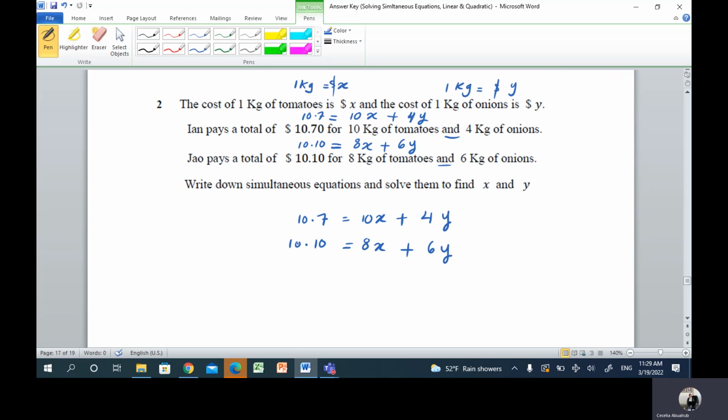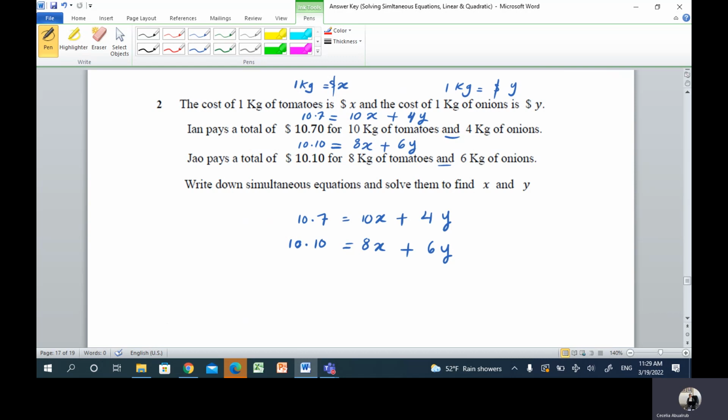So we look at the two equations. After we formed the equations, or after we constructed the equations, we need to solve for x and for y. Okay, so we're going to look at the order of the terms. So we have 10.7 and 10.10 equals the x terms plus the y terms. So they are in the exact same order. Then we're going to look at the coefficient of x. In the first one, it's 10. And in the second one is 8, so they're not the same. And for y, in the first equation, the coefficient is 4, and in the second equation, it's 6. So none of the two variables have the exact same coefficient.